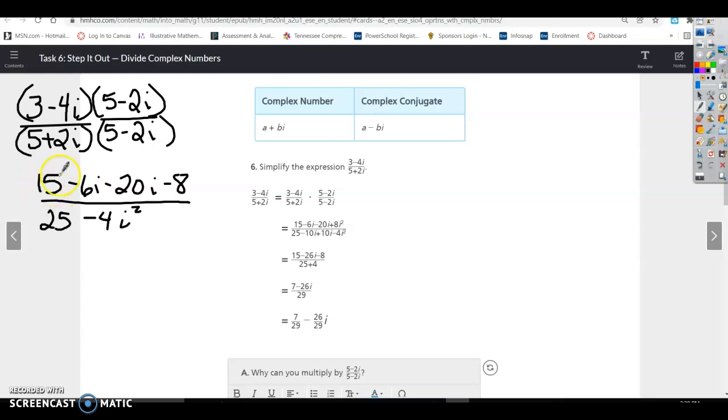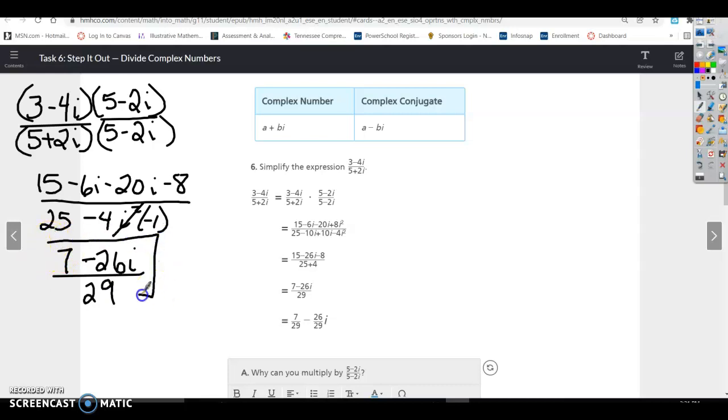So let's go 15 minus 8. 15 minus 8 is 7. And this becomes negative 26i over negative 4 times negative 1. Remember, I can rewrite this as negative 1. That becomes plus 4. So 25 plus 4 is 29.